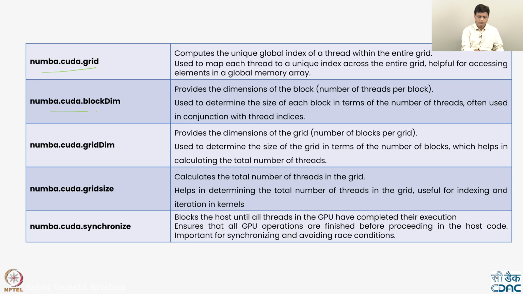Next function is numba.cuda.blockDim, which provides the dimension of the block. It is used to determine the size of each block in terms of number of threads, and another is numba.cuda.gridDim. The name itself suggests it provides the dimension of the grid, the number of blocks within a grid.